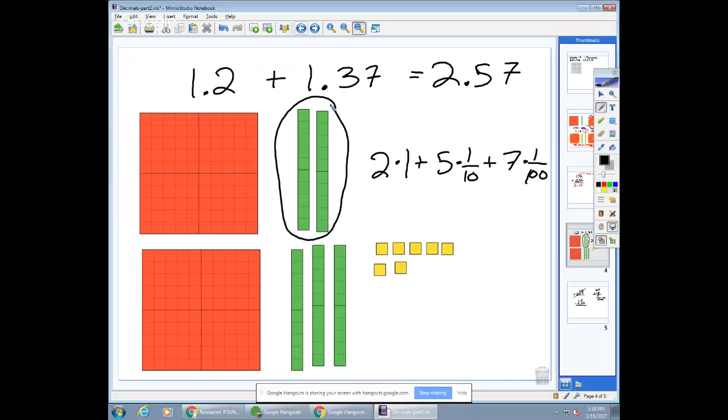What is the name of what I've circled right there? Well, how do you call that? It's 2/10 is one way to call it, which would be written like this, right? Is there another name you can give that 2/10? 20 hundredths, right? It's 2/10 or 20 hundredths.